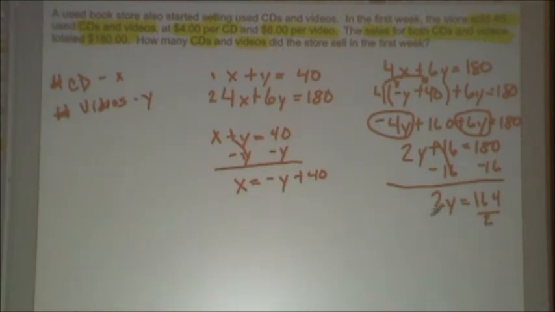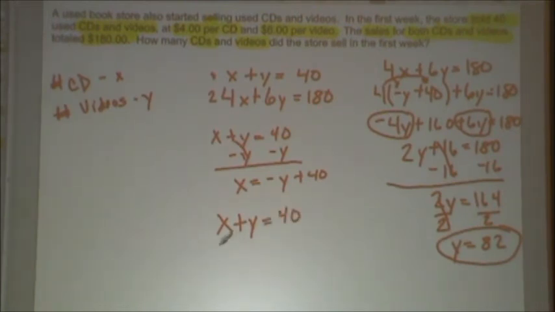Divide both sides by 2. Those cancel out, and I find out Y equals 82. So that's the Y. And now I'm going to go back and plug that into my first equation up here. So that was X plus Y equals 40. So I don't know X yet. I know it equals negative Y plus 40, but I'm going to plug in my value for Y, which is 82.